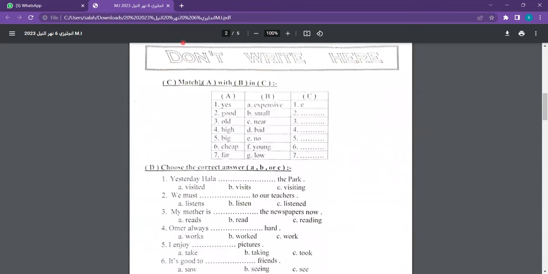Okay, match A with B in C. Okay, here I will write A for you. Yes, good, world, high, big, okay, deep, and fat. Okay, and here in number B, we have expensive, small, near, bad, no, young, low. How can I put it here? Number one is yes. Which one I will put with yes? Which one is suitable with it?